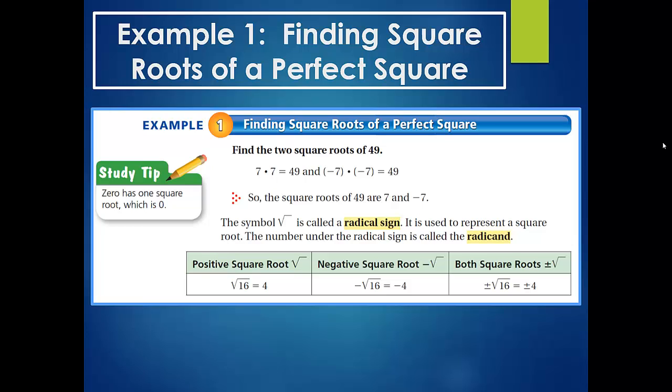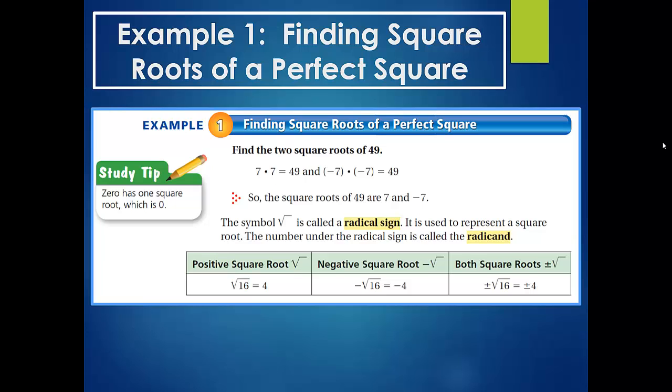Now you'll see in a table, the first one is positive square root. You do not have to put a plus sign in front of the radical sign to indicate that you want a positive answer. So the square root of 16 equals 4. In the middle, you'll see negative square root. So you'd have a negative sign in front of the radical sign. And so this answer then would be negative 4.